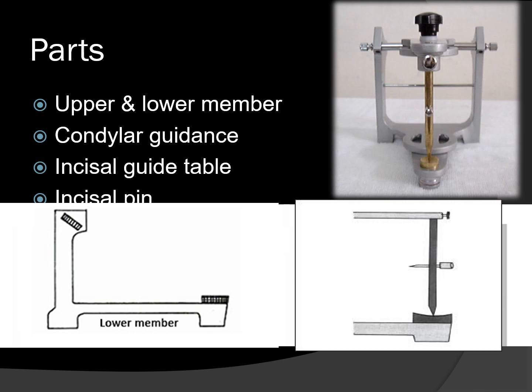And there is also a fixed metal bar. You can see here a fixed metal bar attached to the vertical arm of the lower member, and this is for coinciding the plane of occlusion during articulation. So during articulation the plane of occlusion should coincide with this horizontal bar.